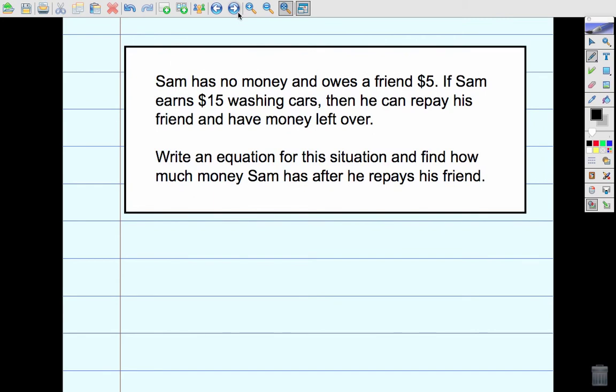So we're going to use another example to help us with this. Sam has no money and owes his friend $5. If Sam earns $15 washing cars, then he can repay his friend and have money left over. Write an equation for the situation and find how much money Sam has after he repays his friend.